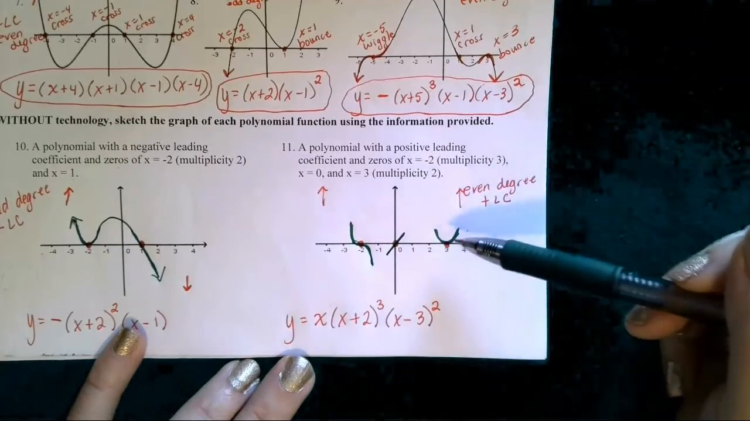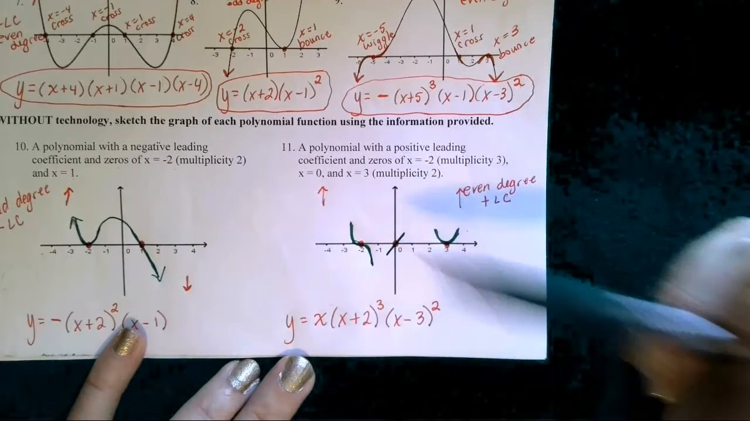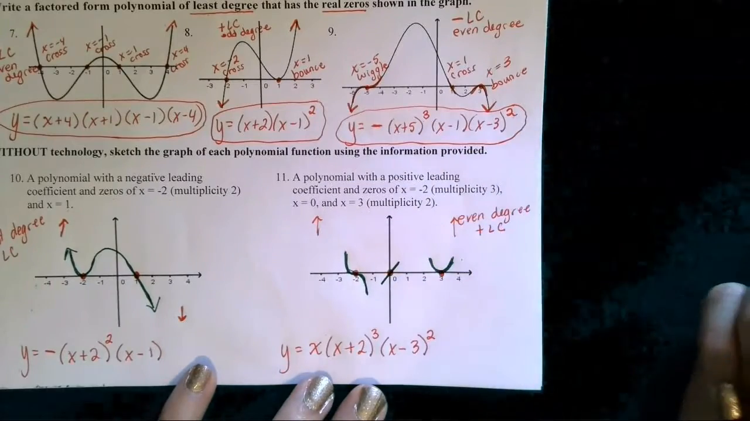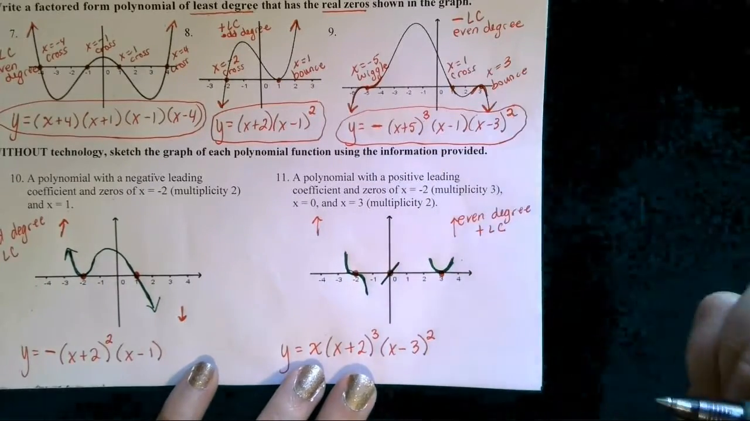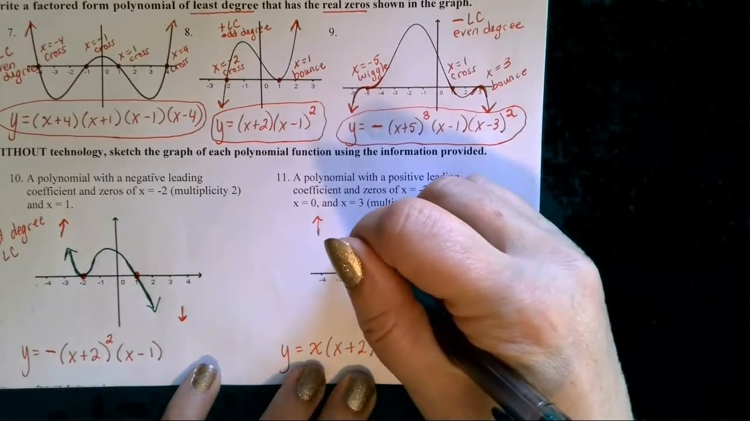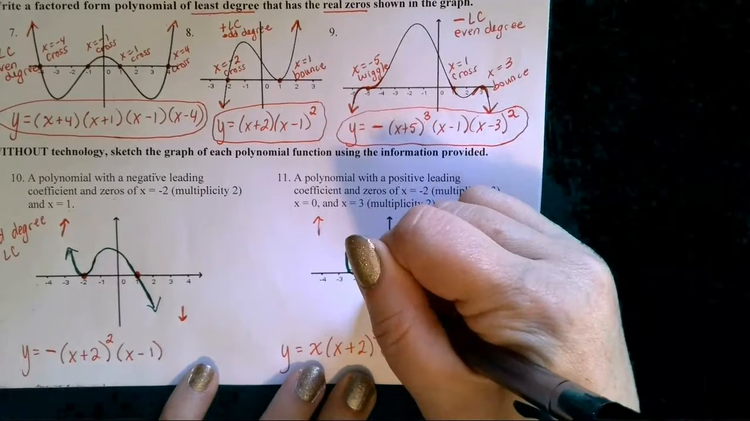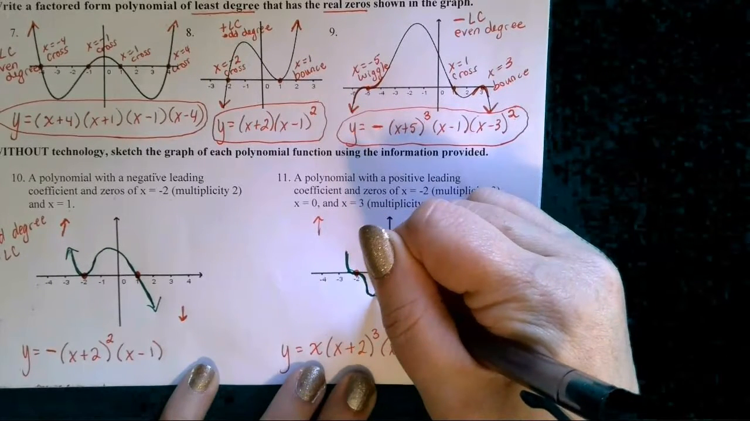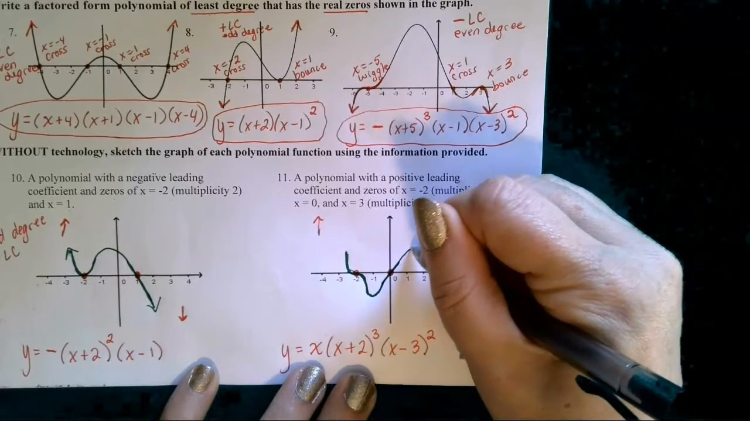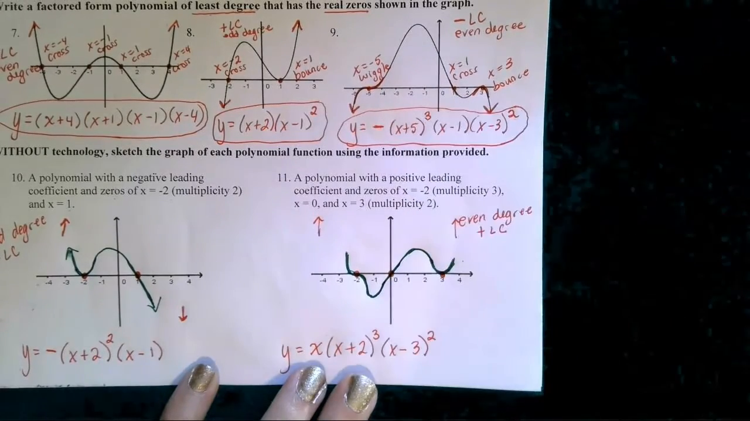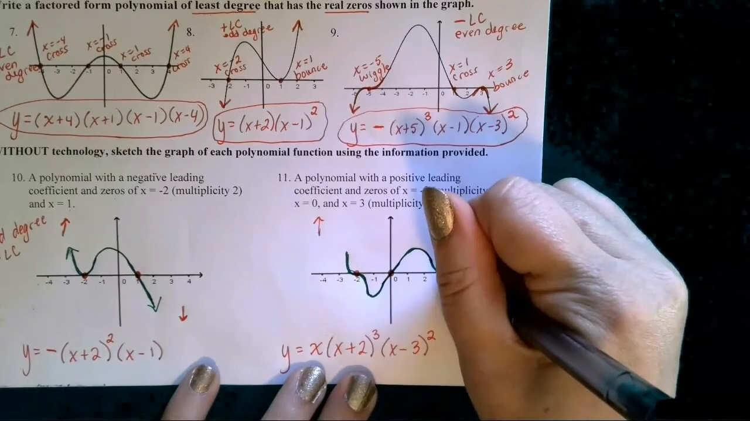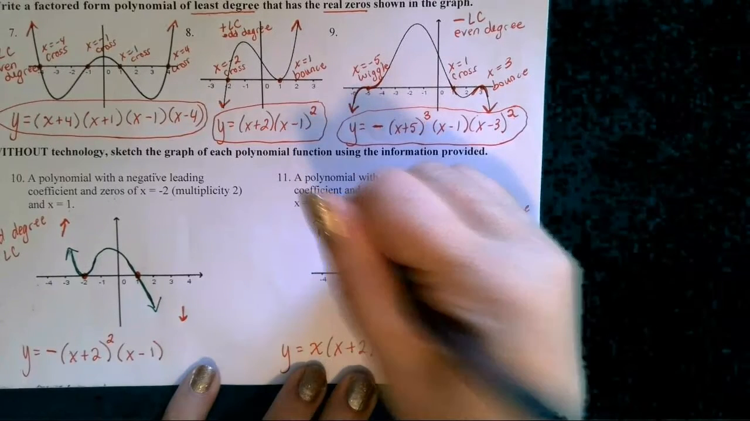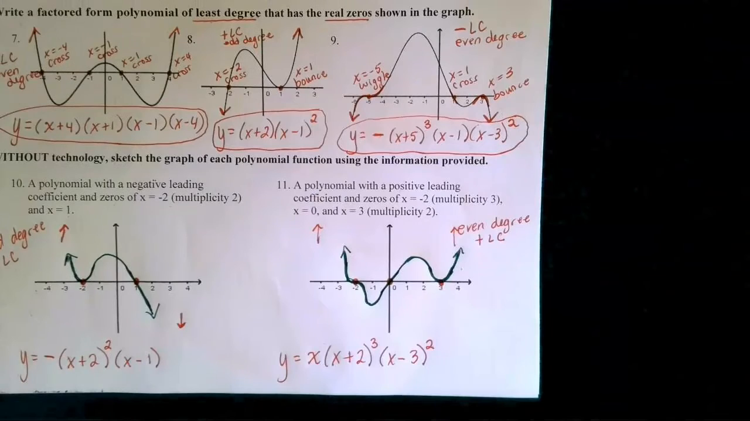So there's my bounce, my wiggle, and my cross, and I'm going to make a smooth curve because it's a polynomial, so no sharp, jagged turns. And that means that this curve needs to come down here and then gently bend to hook up here, and then again have a gentle bend so that it stays a smooth, continuous curve. And then my ends head up to positive infinity on both the left and the right.